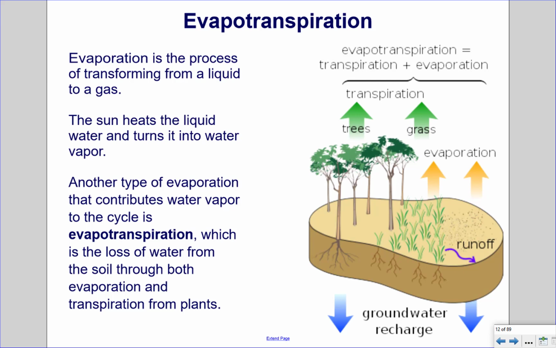Evapotranspiration. Evaporation is the process of transforming from a liquid to a gas. The sun heats the liquid water and turns it into water vapor. Another type of evaporation that contributes water vapor to the cycle is evapotranspiration, which is the loss of water from the soil through both evaporation and transpiration from plants.